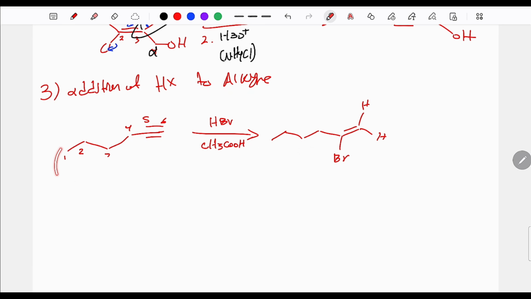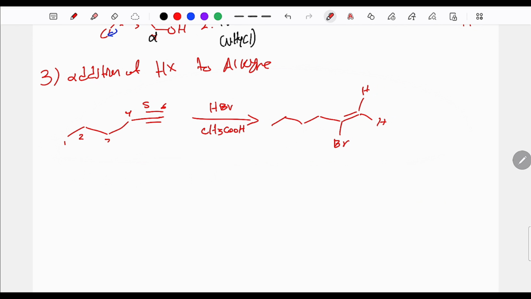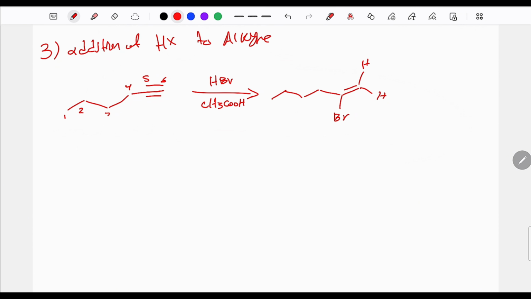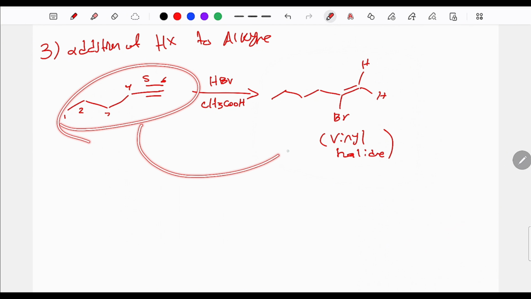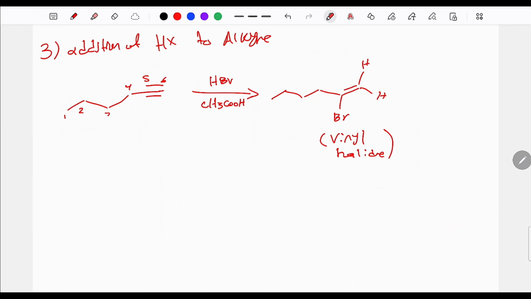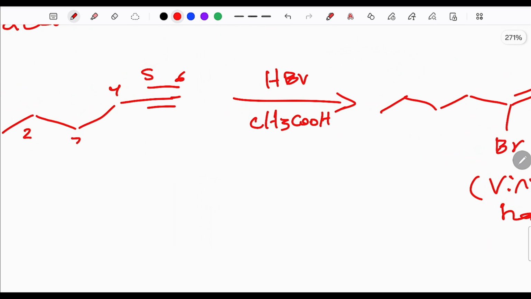So what actually ended up occurring here? How did this happen? Well, if I add one equivalent of HBr, I get a vinyl halide. So if you were wondering in the previous reaction how it is that we actually create a vinyl halide, well, there you go. This is how you create a vinyl halide. You can take an alkyne and generate a vinyl halide from it. Let's take a look at the mechanism.